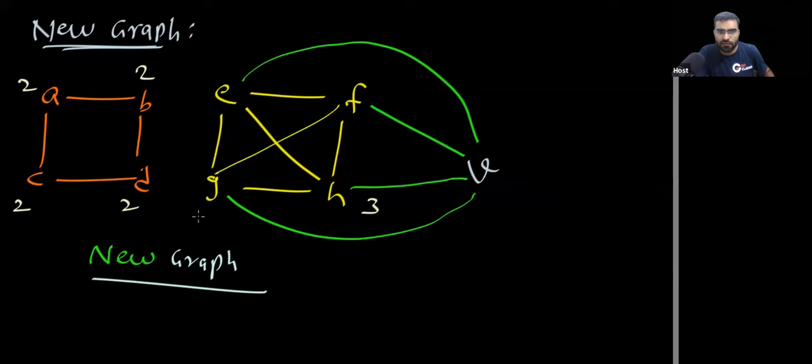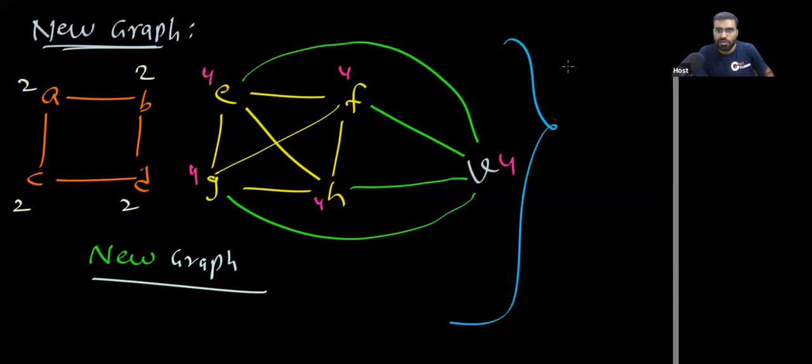Now tell me, in the new graph, what is the degree of every vertex? This is the new graph: degree 4, degree 4, degree 4, degree 4, and degree 4. Yes or no? So this is your resultant graph.